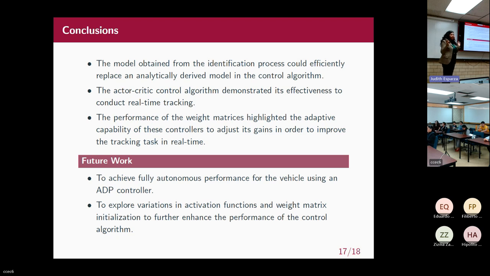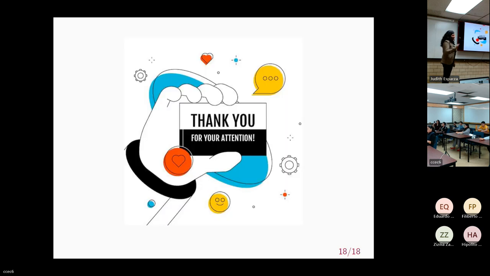The first one is that we could do this new perspective of modeling. The second one is that the actor-predictor architecture could demonstrate its effectiveness to conduct real-time tracking, and the portrayal of the weight matrix behavior in time. And the future work is to achieve fully autonomous performance for the vehicle, and to explore variations in activation functions and weight matrices. Thank you. Any questions?